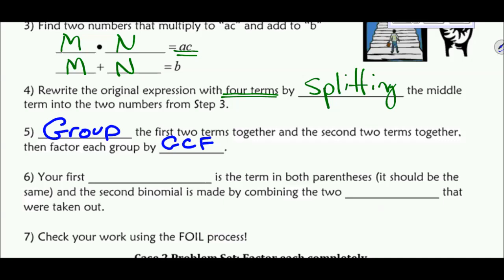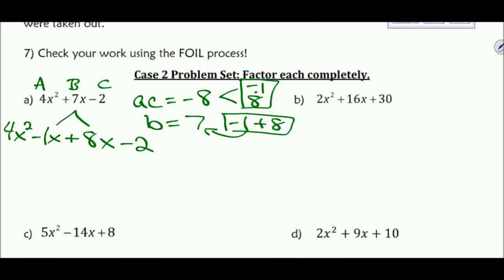When I say group them, I really just mean put them in parentheses. I'm going to put that in parentheses, and I'm going to put that in parentheses with the sign. And that whole thing in parentheses, that whole thing in parentheses, and then I'm going to find the GCF of this, find the GCF of that, and then write those on the outside of the parentheses. What can I factor out of this and out of that?